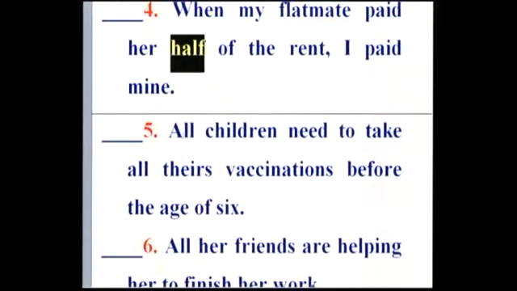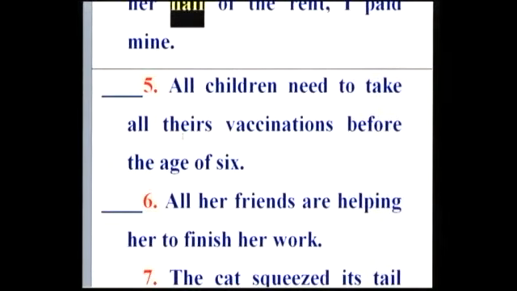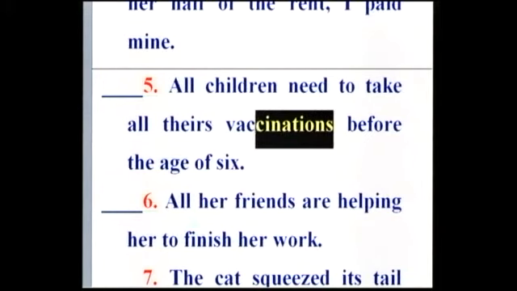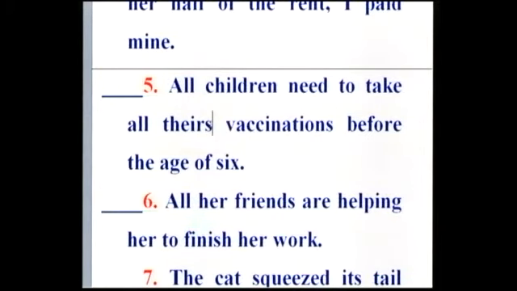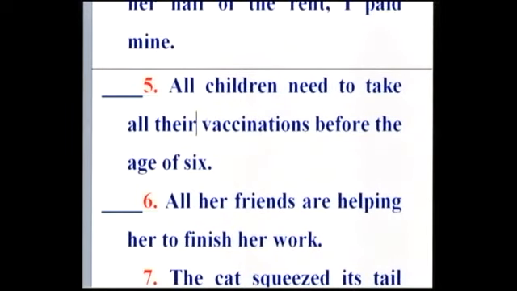Let's look at number 5. All children need to take all theirs vaccinations. And I have the word vaccinations which is a noun. يبقى the pronoun should not be a pronoun, it should be an adjective. All children should take their vaccinations before the age of 6. لازم ياخدوا كل التطعيمات بتاعتهم قبل سن السادسة.